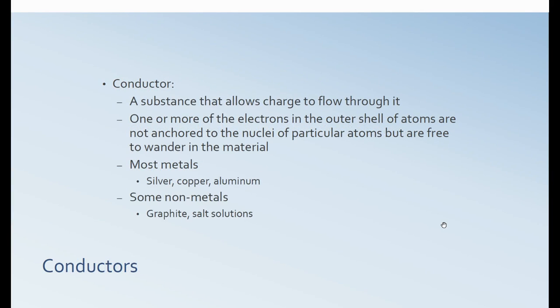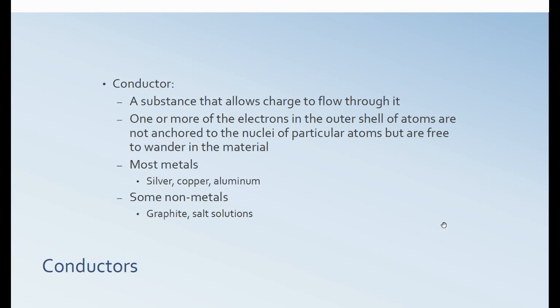When we talk about charges, we can also talk about conductors or insulators, just like we talked about conductors or insulators in heat. A conductor, when we talk about charges, is any substance that allows a charge to flow through it. Basically, this means one or more of the electrons in the outer shell of those atoms are not particularly tightly bound to the nuclei, but are free to wander in the material. And when we look at conductors of charges, we see that most of our metals, such as silver, copper, and aluminum, are great conductors of charges.